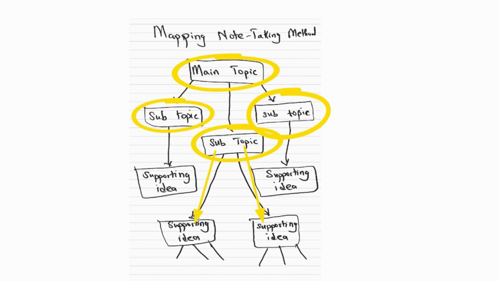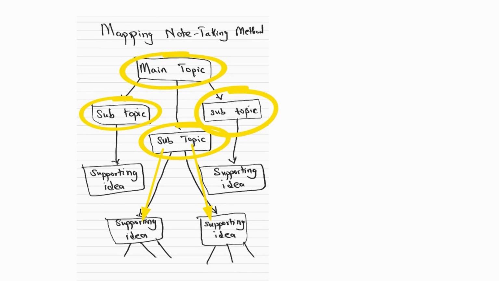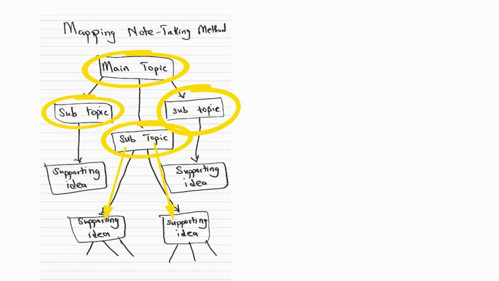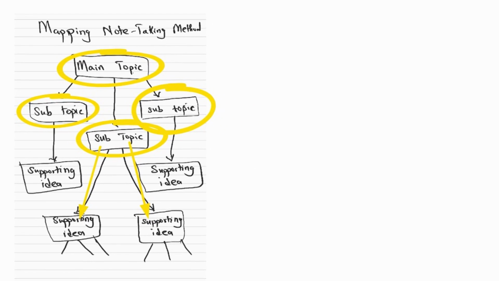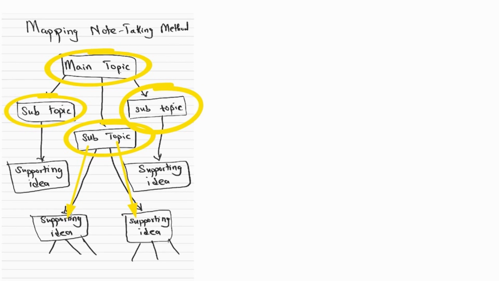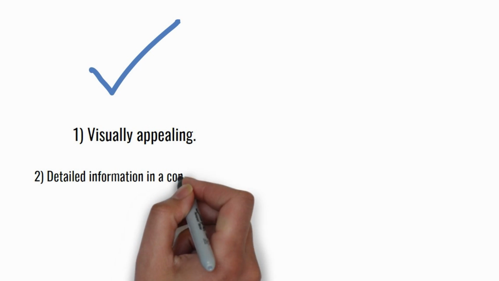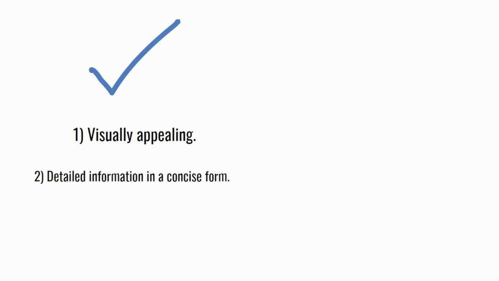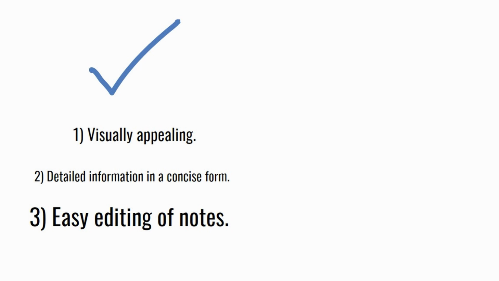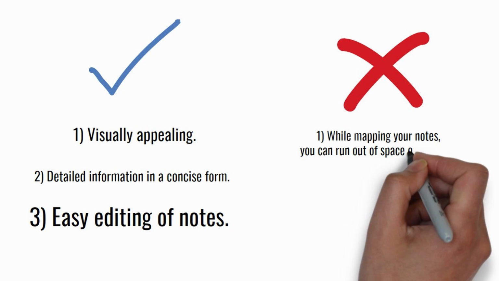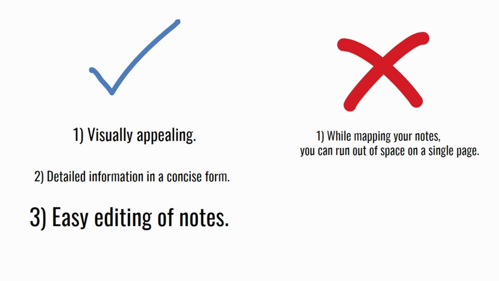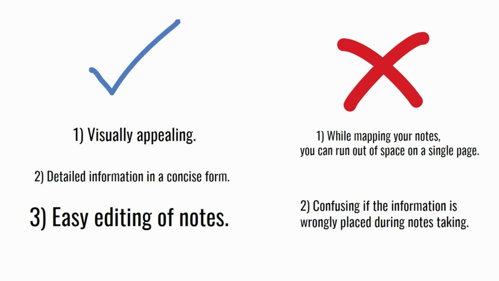It works best when the lecture content is heavy and you need to organize it in a structured and easy format. It can also be used when you have no idea about the content of the lecture to be presented. Advantages: it is visually appealing, used for noting down detailed information in a concise form, allows easy editing of notes. Disadvantages: while mapping your notes, you can run out of space in a single page. It can be confusing if the information is wrongly placed during note taking.